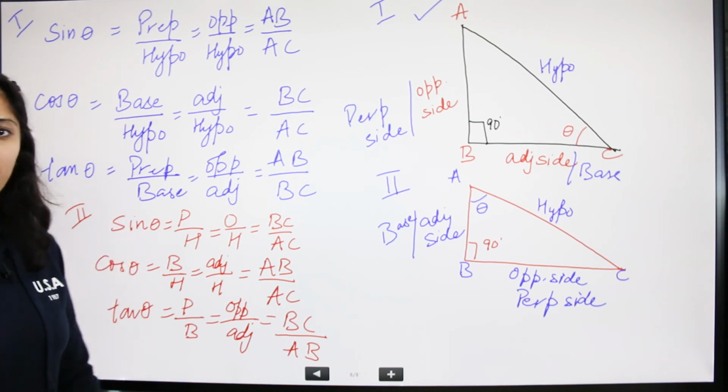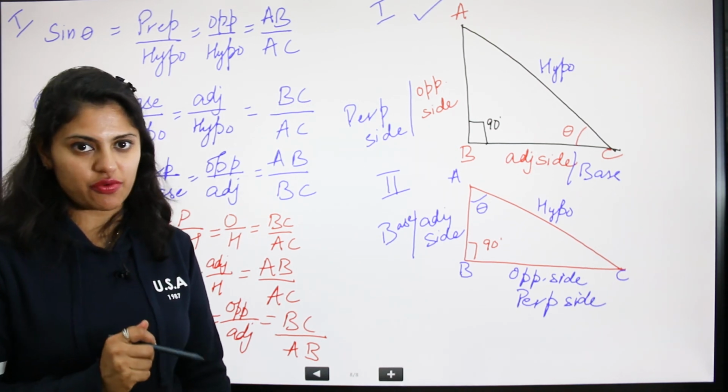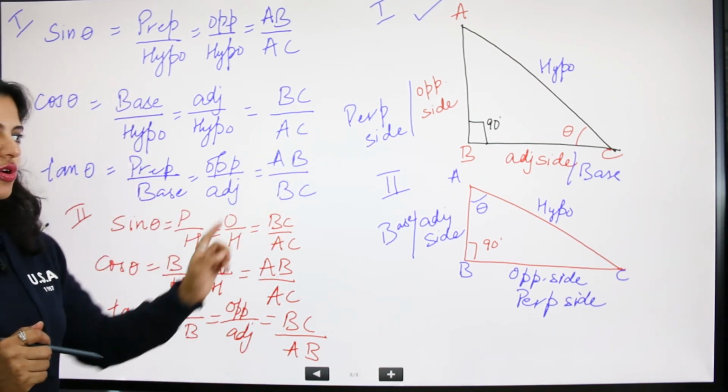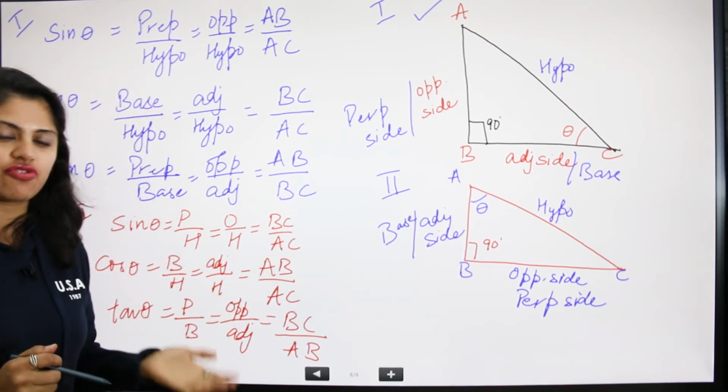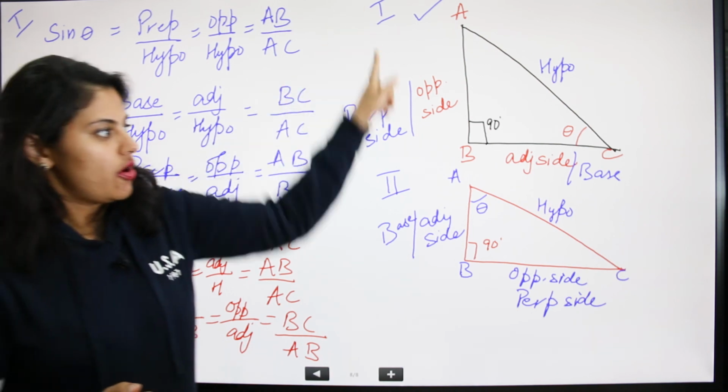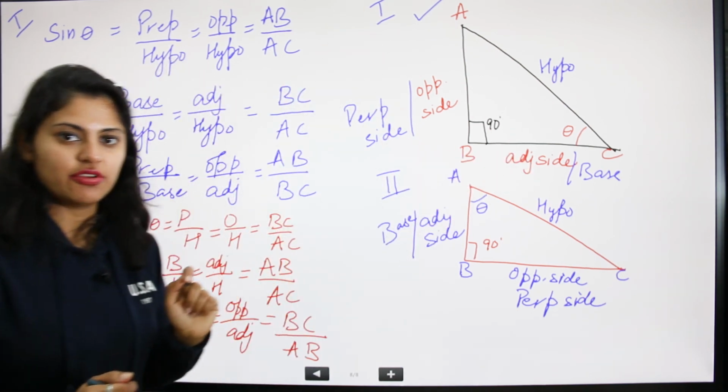So in this way you can find all the 6 trigonometric ratios if you know how to figure out the angle theta and the opposite sides of the triangle, and it is always with the right angle triangle, which is 90 degrees.